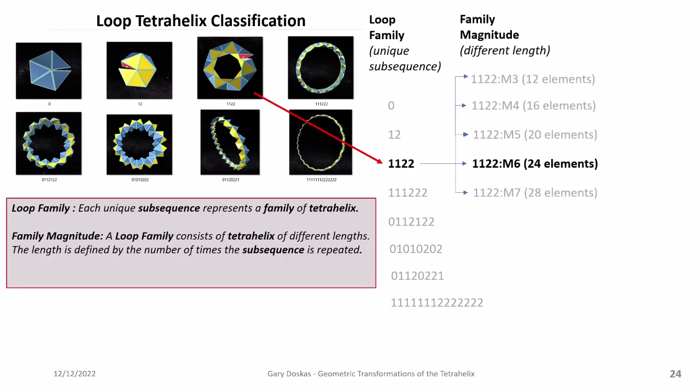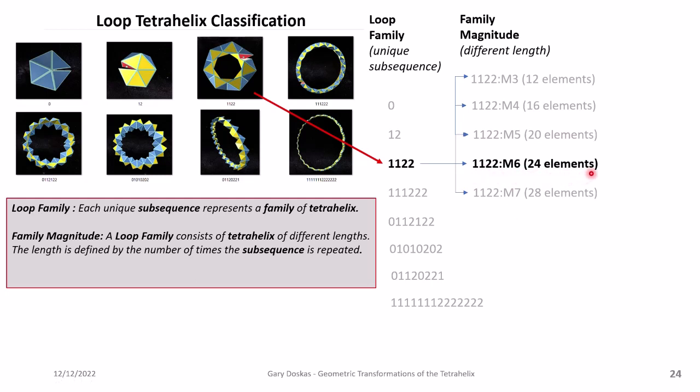And this is sort of the family magnitude. So this is the sequence. Now, this tells me how many times that subsequence is repeated, whether it's repeated 3 times, 4 times, etc. The example I'll be looking at is a magnitude 6, so it's 24 elements.